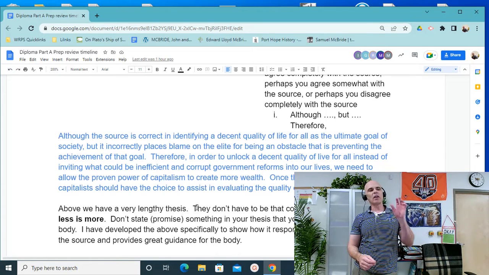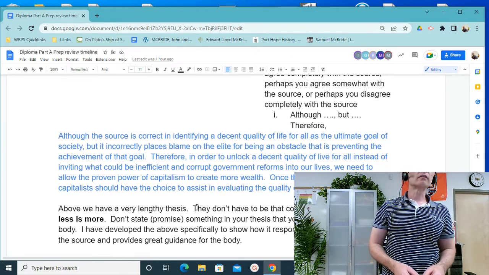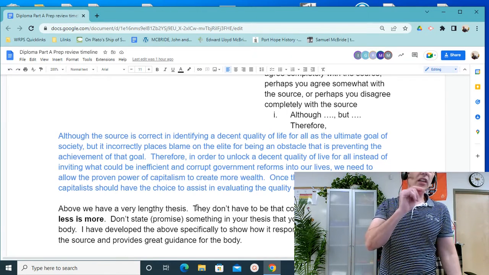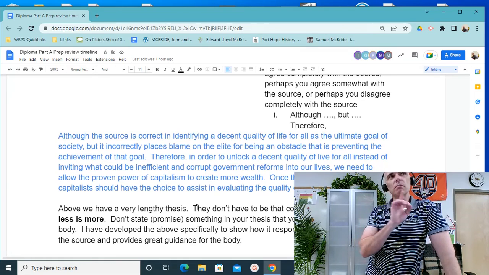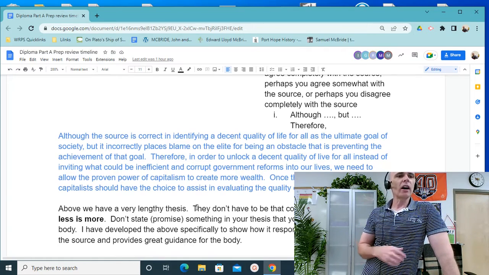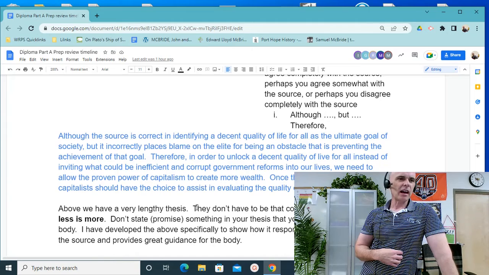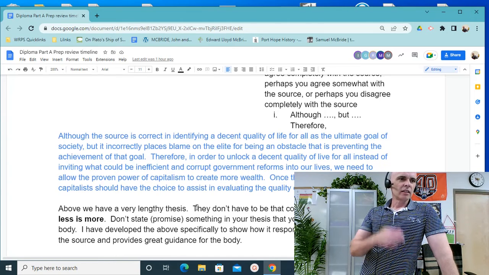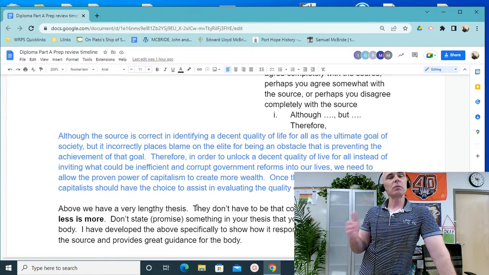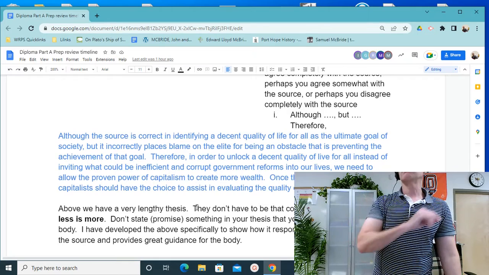Now, that's a very lengthy thesis, a very complex thesis. Sometimes less is more. Everything you say in your thesis is a promise that you're going to put into your body. If in my body, I never talk about how a decent quality of life for all is the ultimate goal of society, then I should fail my essay.